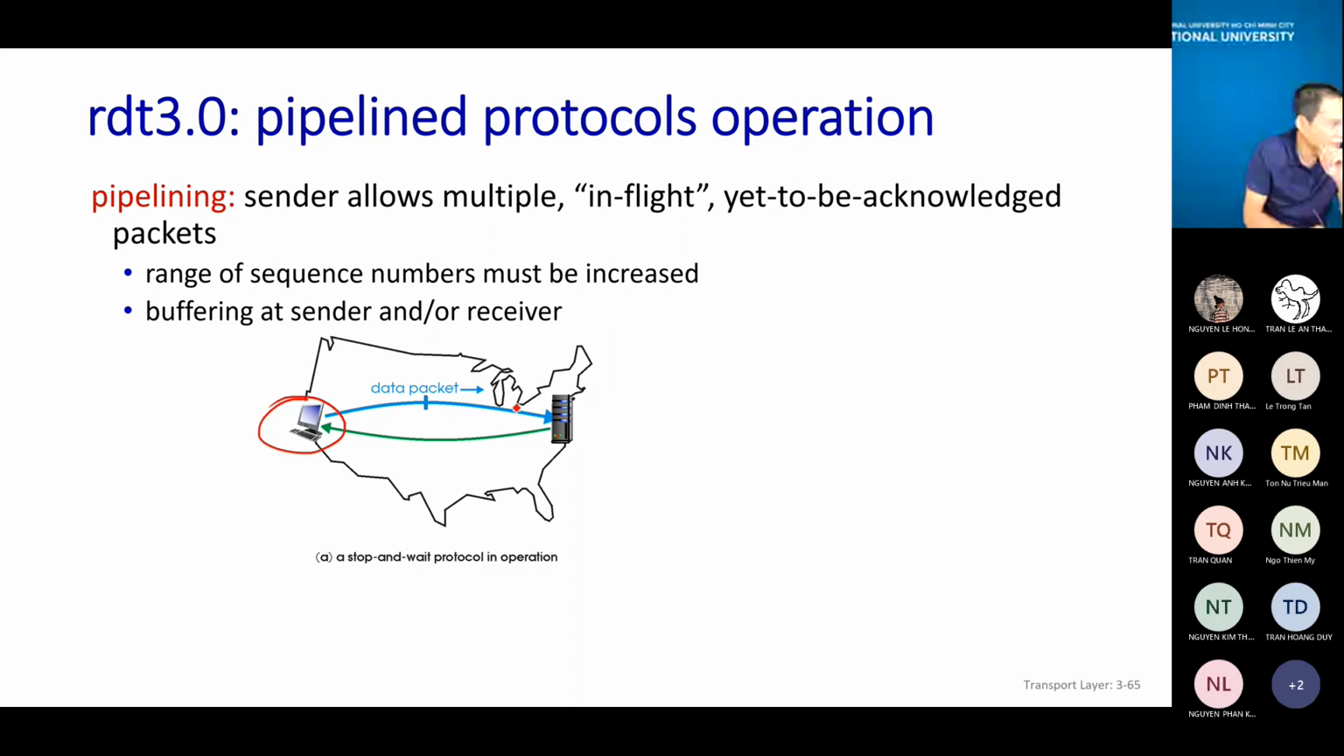So this is California, this is New York, for example. And then we send one packet. We need to wait for so long to receive the ACK, and then we can send the next packet.